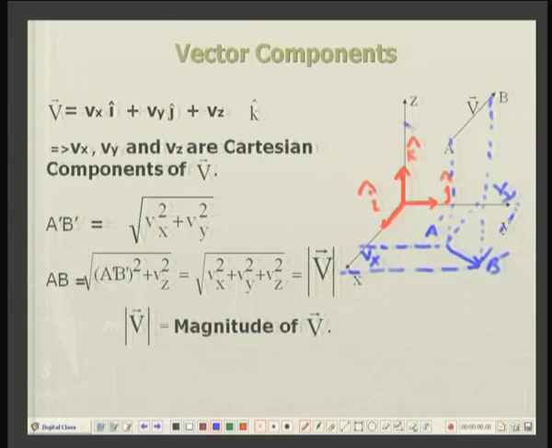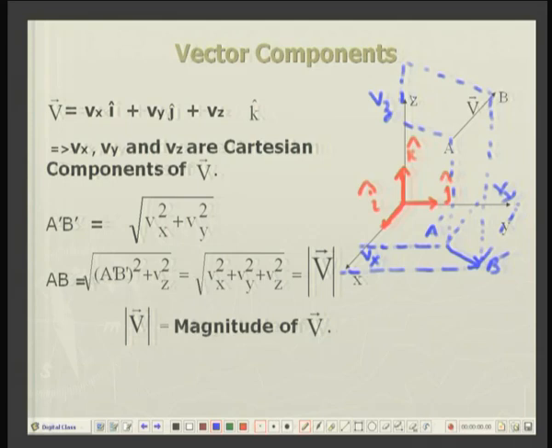So, you will have, I have to extend this direction. So, this will be Vz. So this is how all the three components of a given vector V are obtained, and it is very easy to see that the length of the projection A dash B dash is obtained from Vx and Vy by using Pythagoras theorem: Vx square plus Vy square, whole under root.